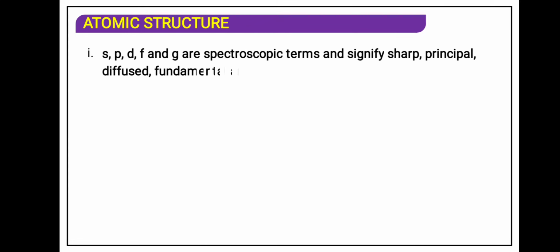These are the spectroscopic terms and signify the full form. Try to understand what the full forms of SPDF are. S is for sharp, P for principal, D for diffuse, F for fundamental, and G for generalized.